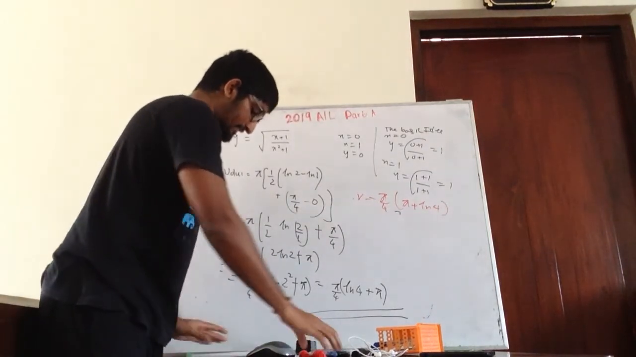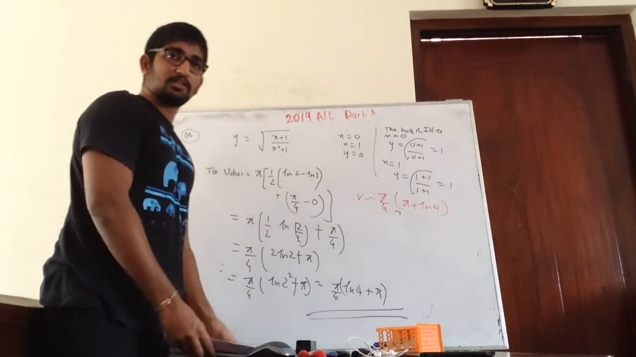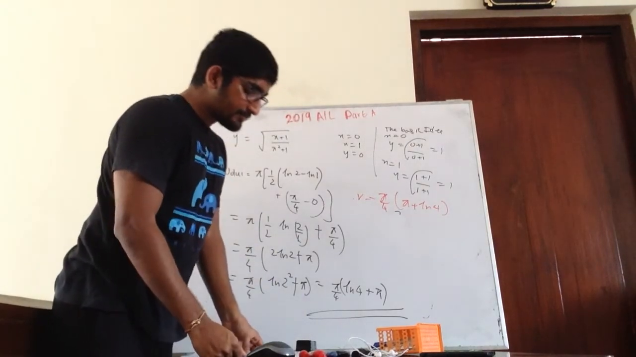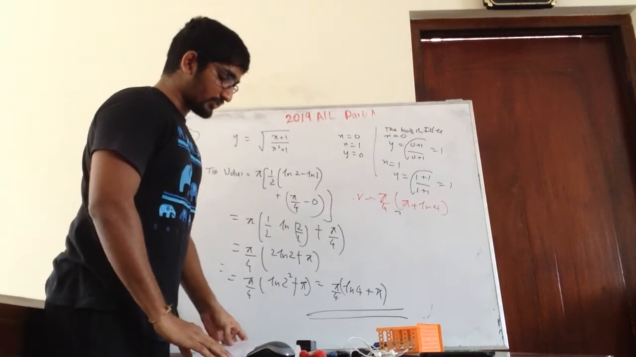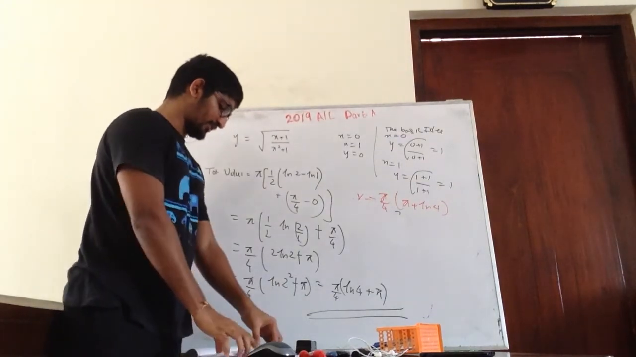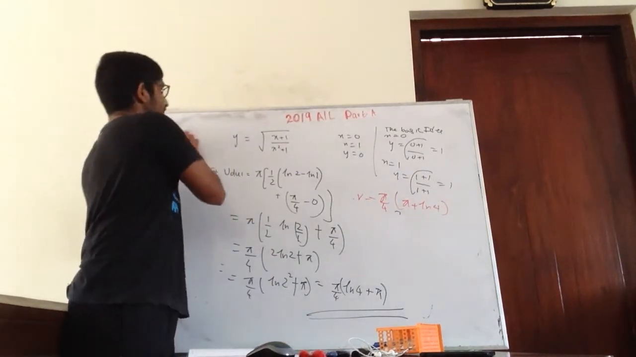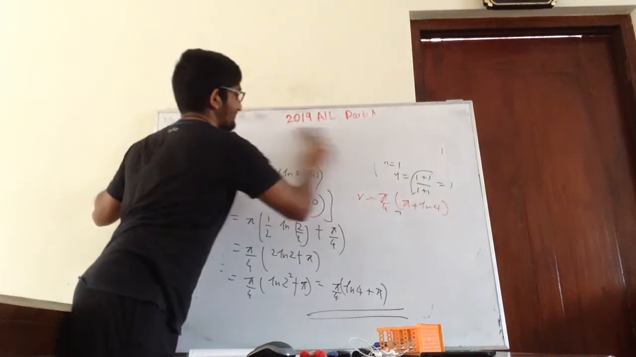Right, so question number 7. Question number 7 is a predominantly differentiation question. Right, so let's see.